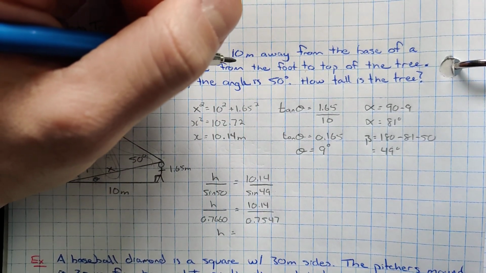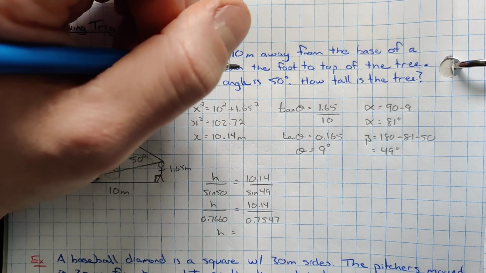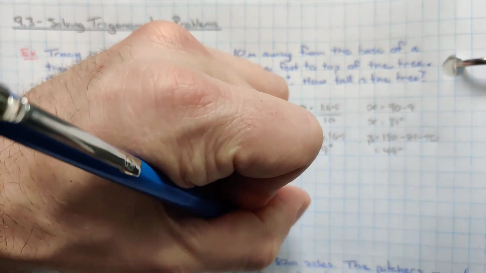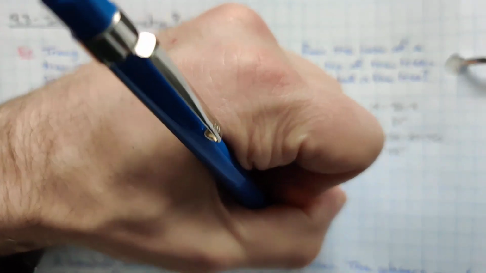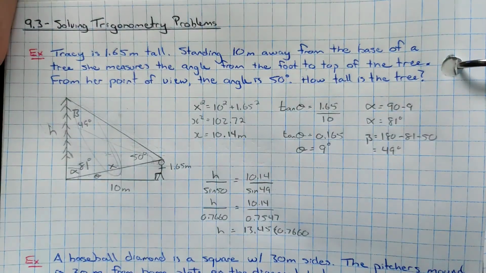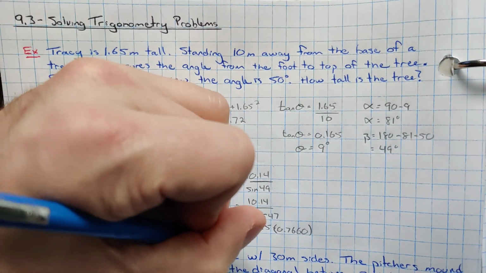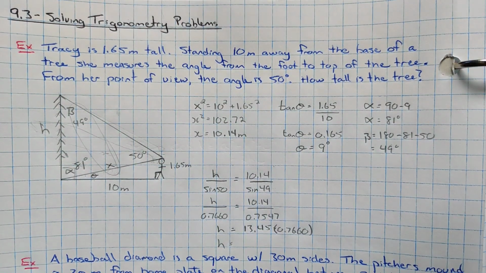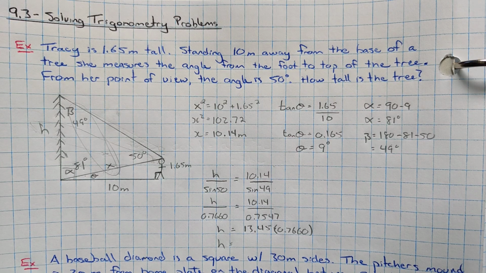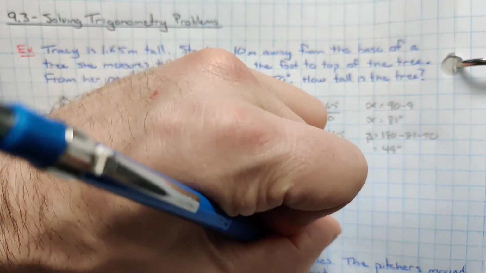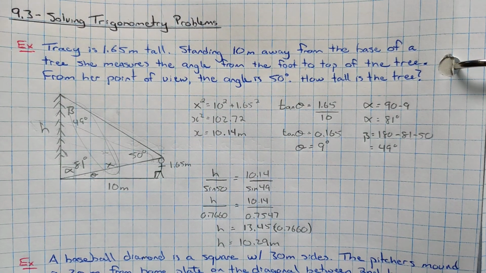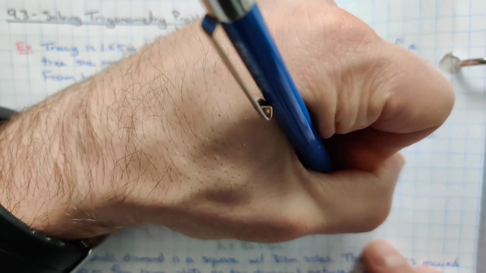10.14 divided by 0.7547. It's going to give me 13.45 times 0.7660. And then when I multiply that, I'm going to get 10.29 meters. So our tree is approximately 10.29 meters tall.